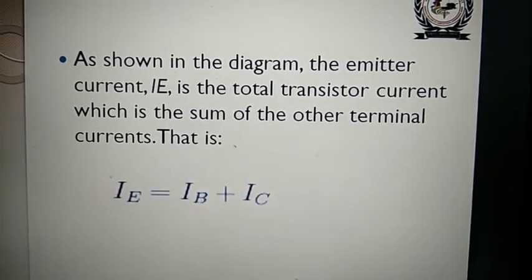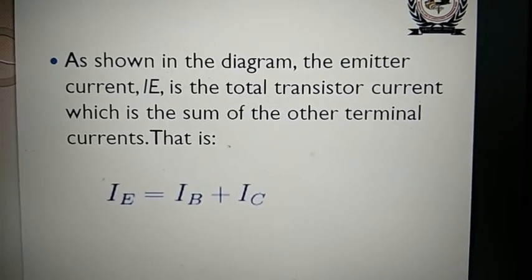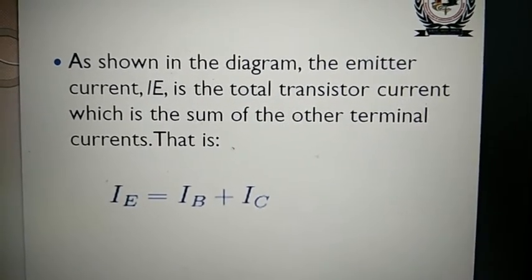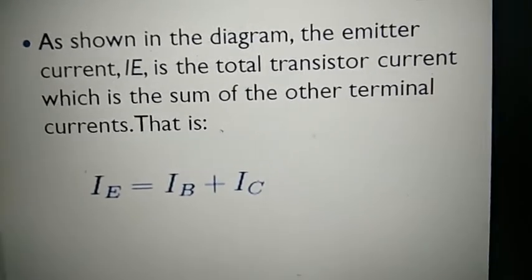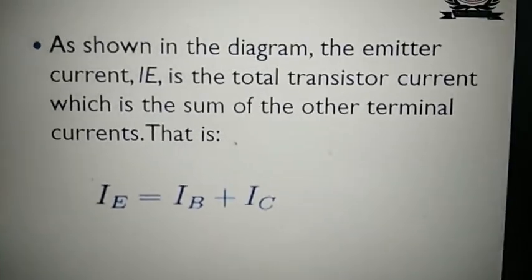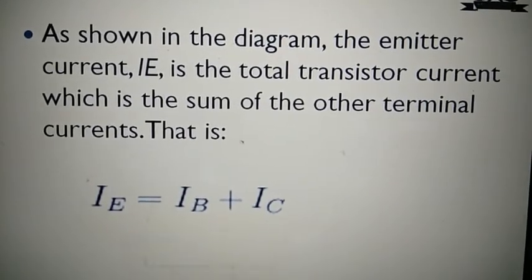As shown in the diagram, the emitter current IE is the total transistor current, which is the sum of the other terminal currents. That is, IE is equal to IB plus IC. Always remember this equation. Then you can go through this diagram.